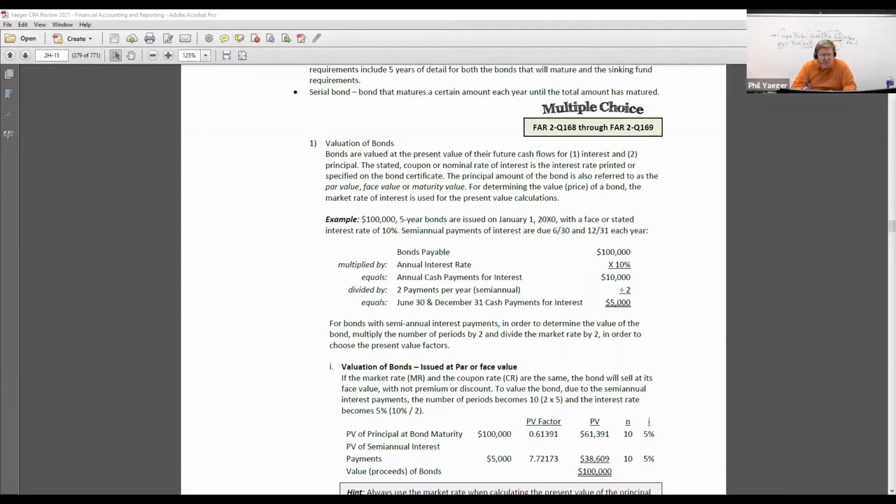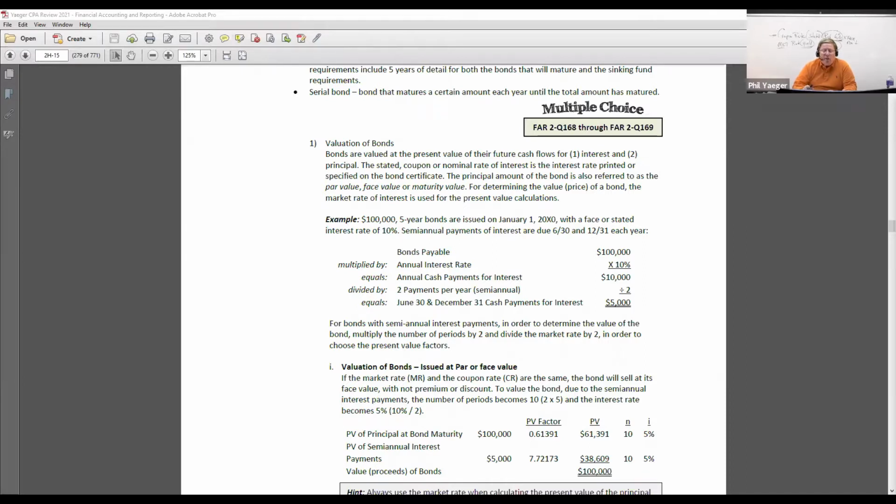Now, here's an example, all right? We have $100,000 5-year bonds issued January 1st, 2020 with a face or stated interest rate, okay? All right, stated rate, coupon rate, that's the rate you're actually paying on the bonds, all right? Now, semi-annual payments of interest are paid on June 30th and December 31st, all right?